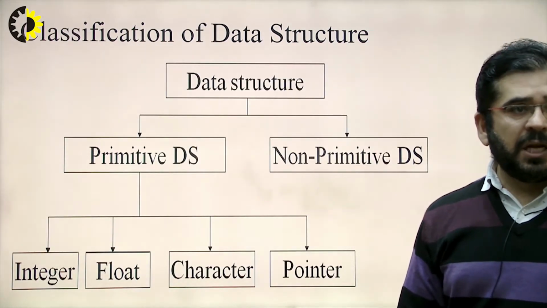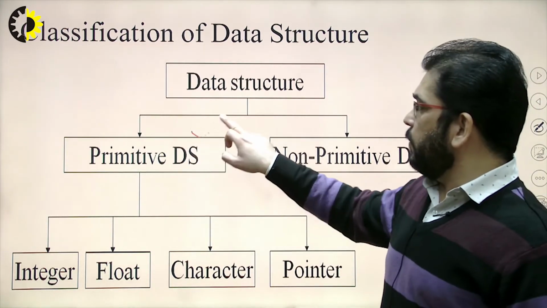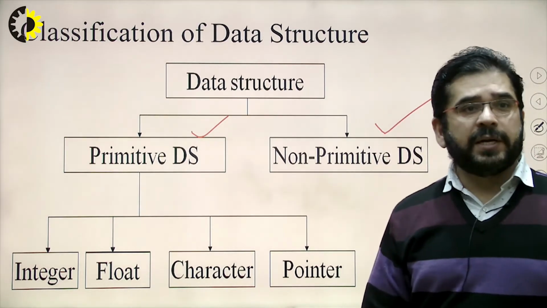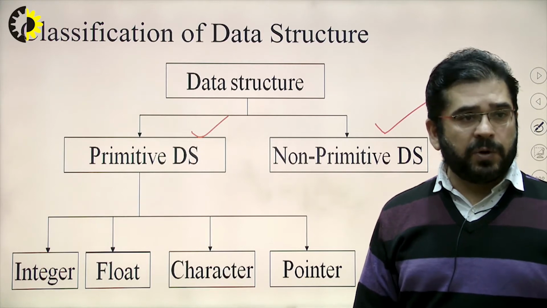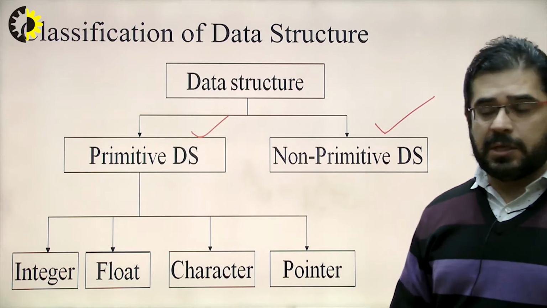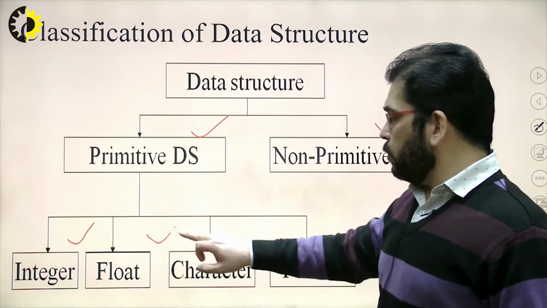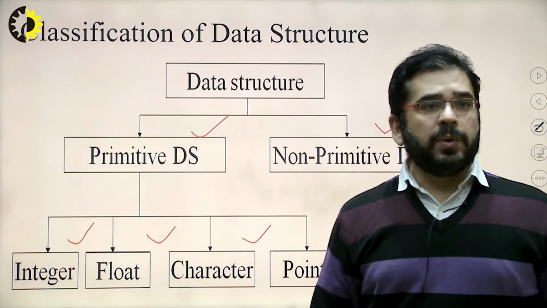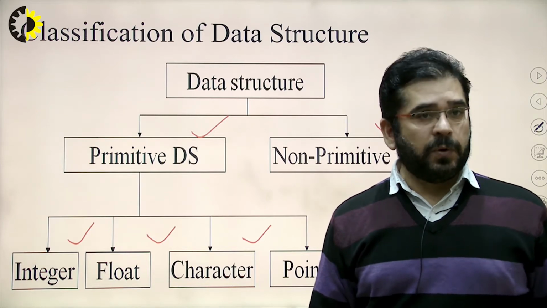The data structure is classified into two categories on a large level. Number one, primitive data structure, then non-primitive data structure. Primitive data structures are those data structures which are inbuilt in any particular programming language. They are actually called built-in data types. These are of four types in C language: integer, float, character, as well as pointer. These four types of primitive data structures are basically used when we start to write any computer program.